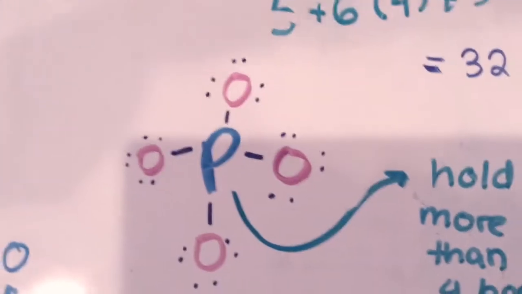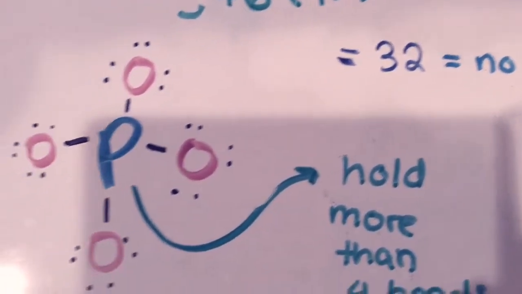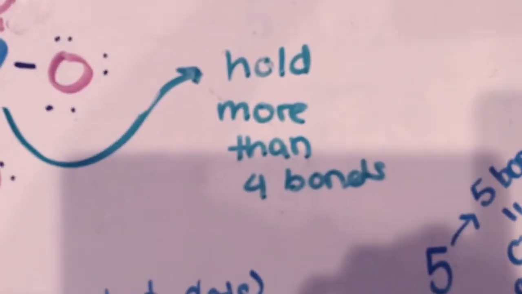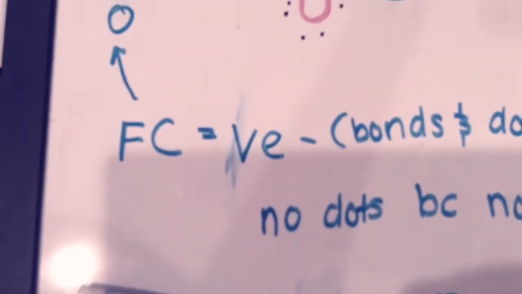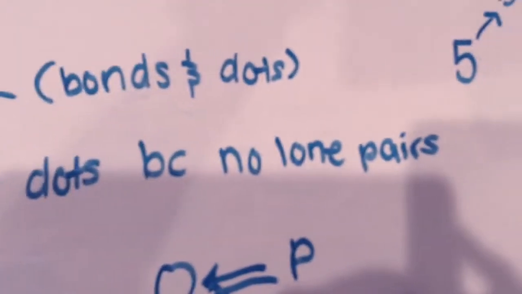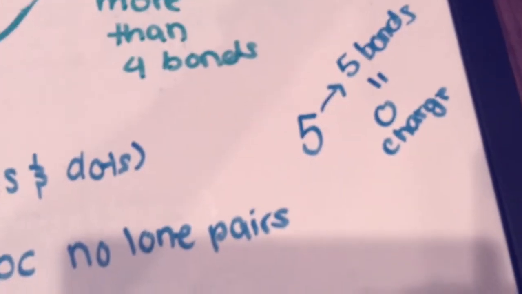And it looks just about right since we do have the right amount of valence electrons, but phosphorus is an expanded octet, meaning it can hold more than 4 bonds. The question is how many bonds? So we want there to be a formal charge of 0. The formal charge is just valence electrons minus the bonds and dots. And since we have no lone pairs, that means we have no dots. So to get to a 0 charge, we're going to have 5 bonds because there are 5 valence electrons.